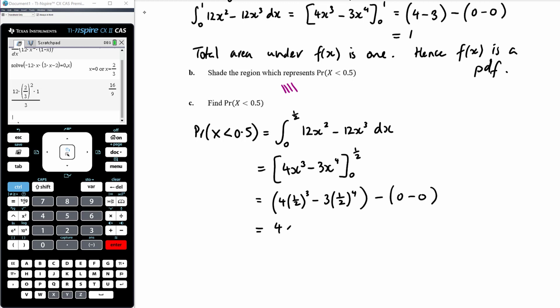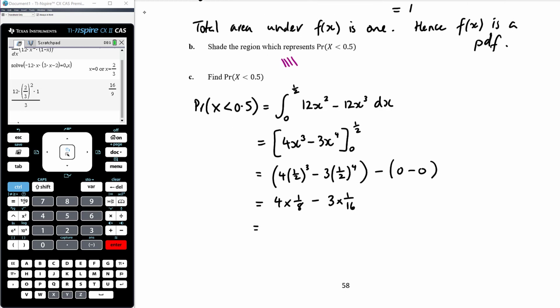Okay, so here we've got 4 times a half cubed is an eighth, minus 3 times a half to the power of 4 is 1/16. Whilst 4/8 simplifies really nicely to 1/2, 3/16 doesn't simplify at all, so I'm going to need a common denominator of 16ths. So instead of simplifying 4/8, I'm going to make it 8/16 minus 3/16, and so that simplifies to 5/16. So the probability that x is less than 0.5 is 5/16.